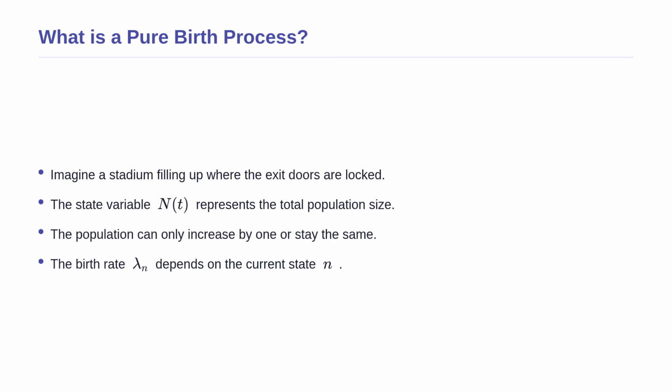It is a stochastic process where the state, representing the population size, can only increase by 1 or stay the same. The rate at which new arrivals happen is called the birth rate, denoted by lambda sub n. Because it has that subscript n, it means the speed at which new arrivals happen can change depending on how many individuals are already in the system.